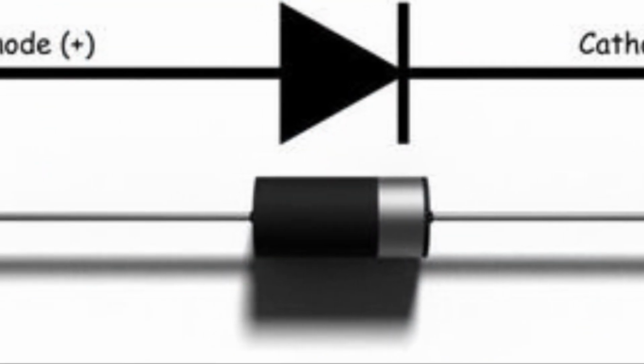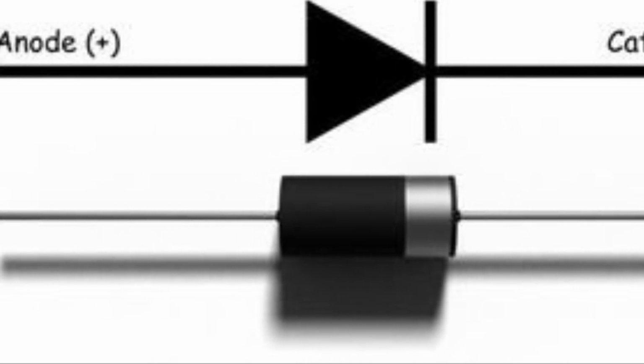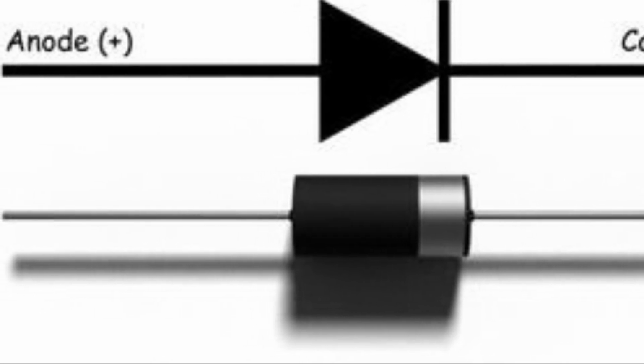A diode is an electronic component that acts as a one-way switch for current. This is because it has low resistance going one direction and high resistance going the other.